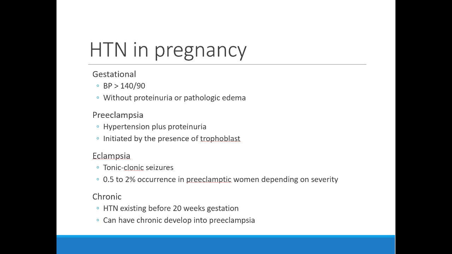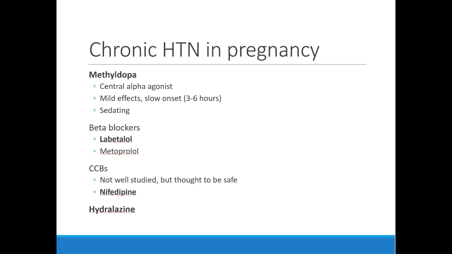Chronic hypertension in pregnancy would be existing before 20 weeks gestation. And there are some studies to show that chronically hypertensive patients are more likely to get preeclamptic. You just want to manage everyone the same way. Make sure you're controlling the blood pressure regardless of if they're a newly hypertensive patient due to the pregnancy or if they've been chronically hypertensive prior to their pregnancy.